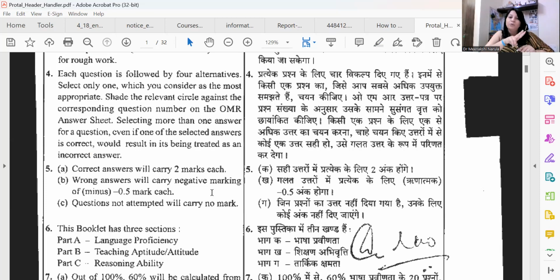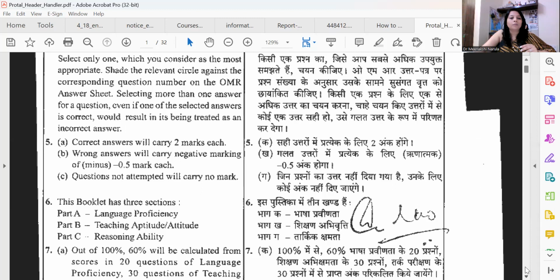Correct answer will carry 2 marks each. Wrong answer ka kitna deduction hai? 0.5 marks. Minus 0.5 marks, okay? And the questions that you are not attempting, obviously you will not get any marks or nothing will be deducted also. Now, this booklet has 3 sections.